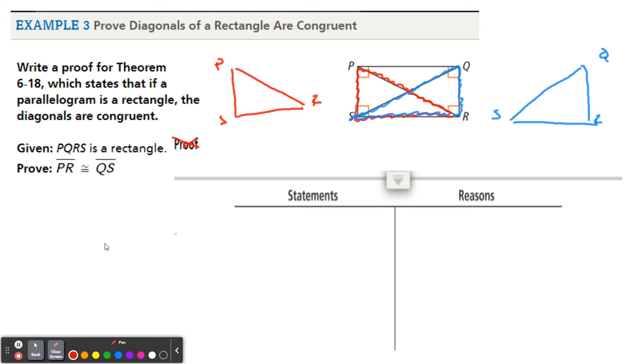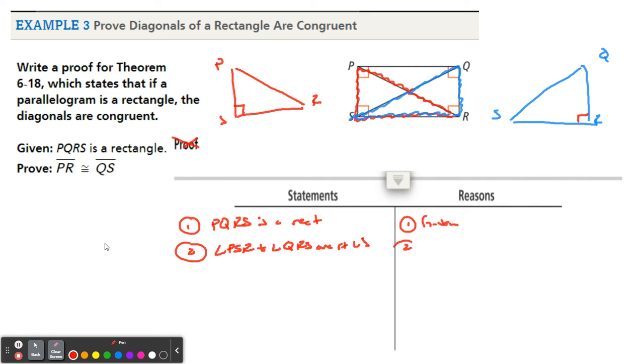Okay, so I always start with the given. Number 1: PQRS is a rectangle. That was given to me. Based off of a rectangle, I know that I have 4 right angles. The 2 that I want to talk about are angle S and angle R. We're going to use 3 letters though, so I know that angle PSR and angle QRS are right angles. And that is the definition of a rectangle. A rectangle has 4 right angles. Definition of rectangle.